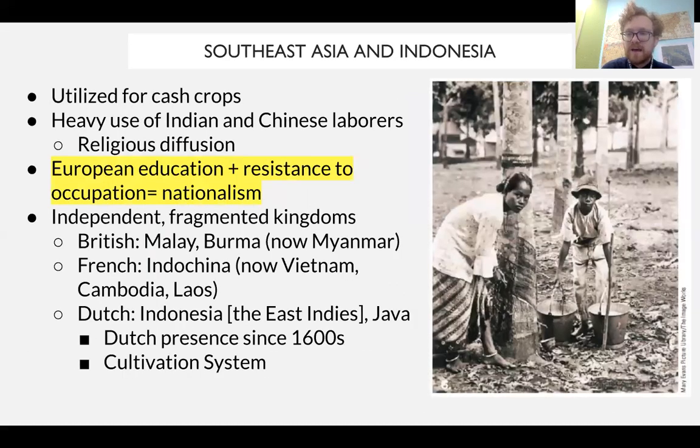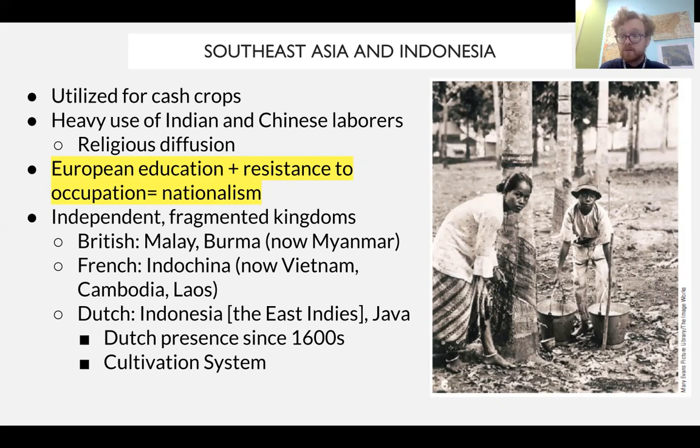What's going on in Southeast Asia? Well, let's flip gears a little bit. So Southeast Asia comprised of places like modern-day Myanmar, Malaysia, Indochina, which is Vietnam and Cambodia and Laos. These are places that will be colonized by European powers, mostly for cash crops, mostly for economic production.